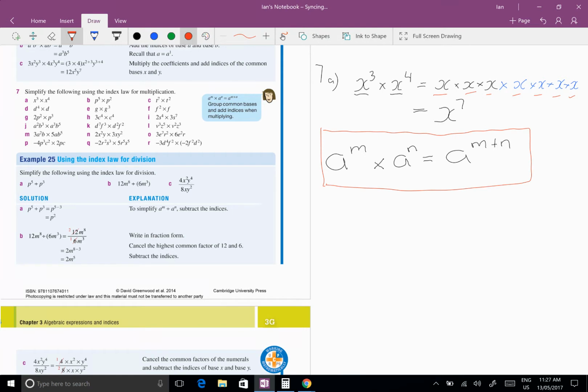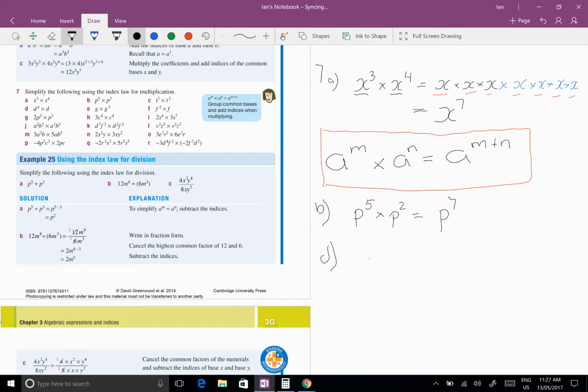So question 7. Let's have a look at another one of these. I'm going to actually do 7b first to reinforce that concept. So p to the 5 times p to the 2. I can write it out, but that'll give me 5 p's and another 2 p's multiplied by each other. Or I can just use the shortcut that I now know and add the 5 and the 2 and get p to the 7.